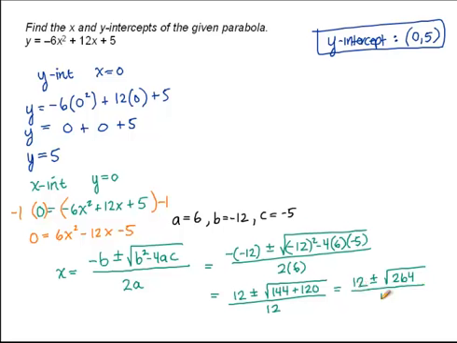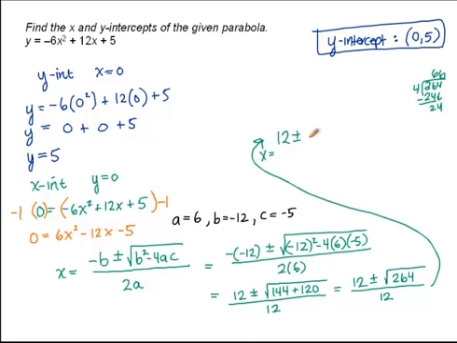That's 12 plus or minus the square root of 264 over 12. And now 264 is divisible by 4, and we get 66. So now, still working on the x-intercepts, x is equal to 12 plus or minus the square root of 4 times 66 in the radical, all over 12. When we simplify the radical, we get 12 plus or minus 2 root 66 over 12.